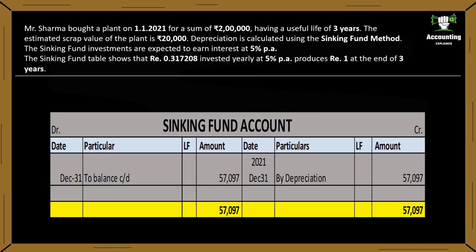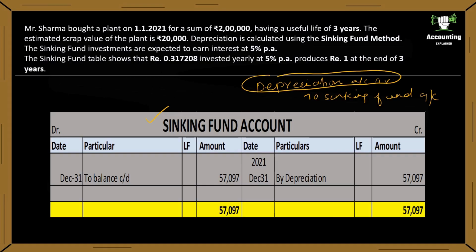The next entry we passed was for charging the depreciation. The entry was depreciation account debit to sinking fund account. So now we are opening the sinking fund account. In the journal, depreciation was debited. So in the sinking fund account, depreciation will be credited. On December 31, 2021, by depreciation 57,097. On seeing, we find the credit side total is more. So we take the credit side total 57,097 on the debit side also. The balance will be written as December 31 to balance carried down 57,097.